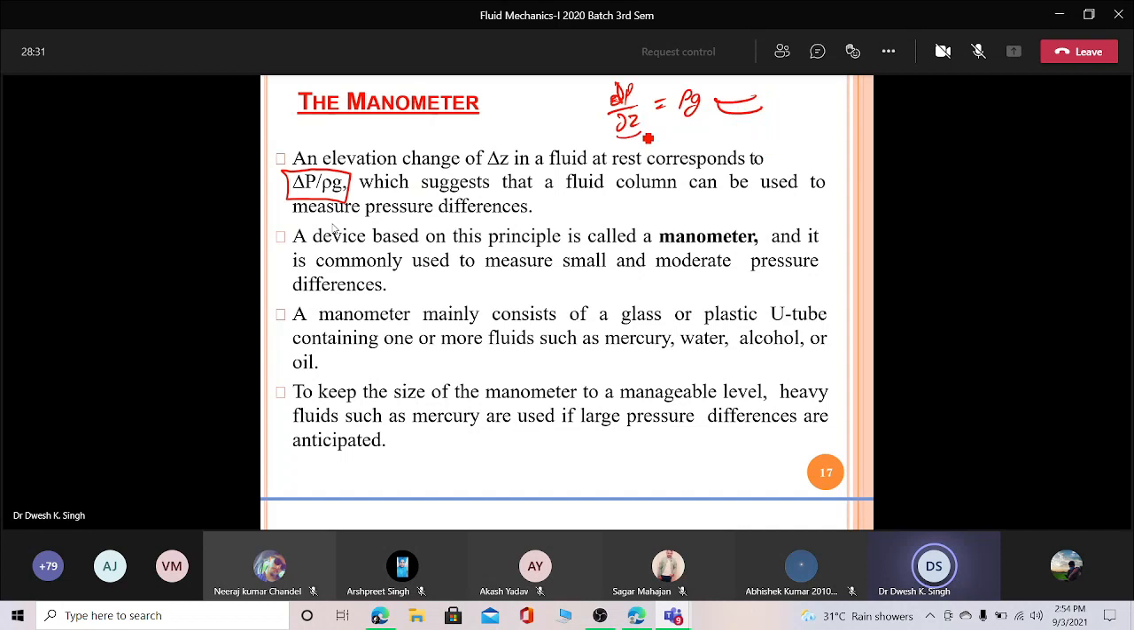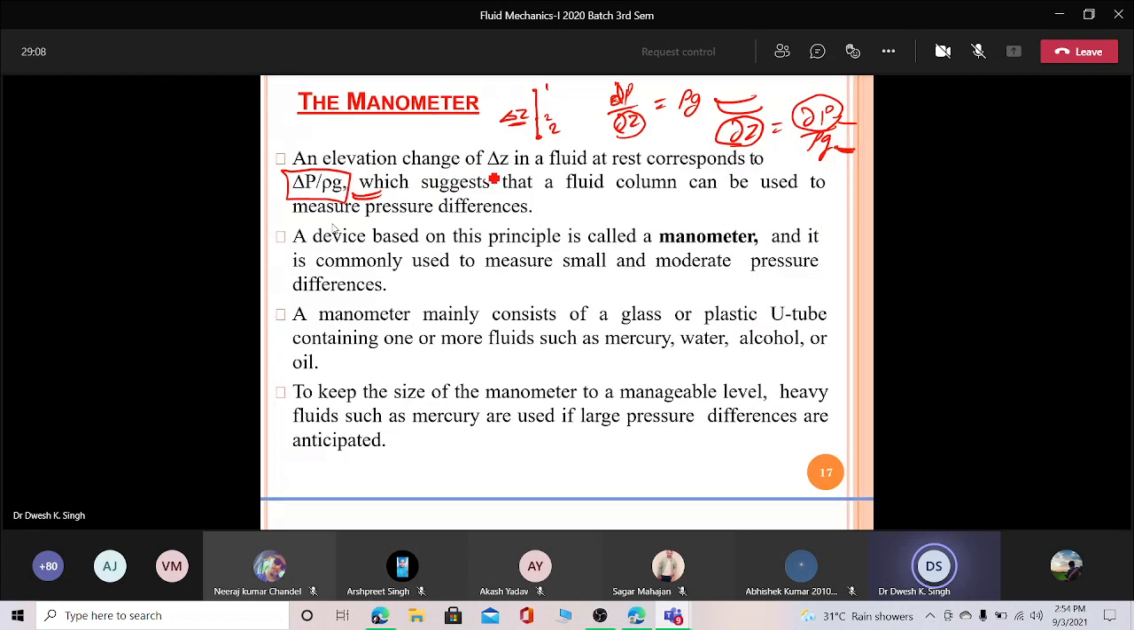So obviously, if there is a change, let me write this in the form of this. Whenever there is a change, delta Z is our elevation, like this: point 1 and this is point 2. So this is our delta Z. Obviously, if you move these two here, we are changing this delta Z, so that will change the pressure, because these two are constant if you are dealing with the same fluid. Density and g will be constant. So basically there is a change in this pressure.